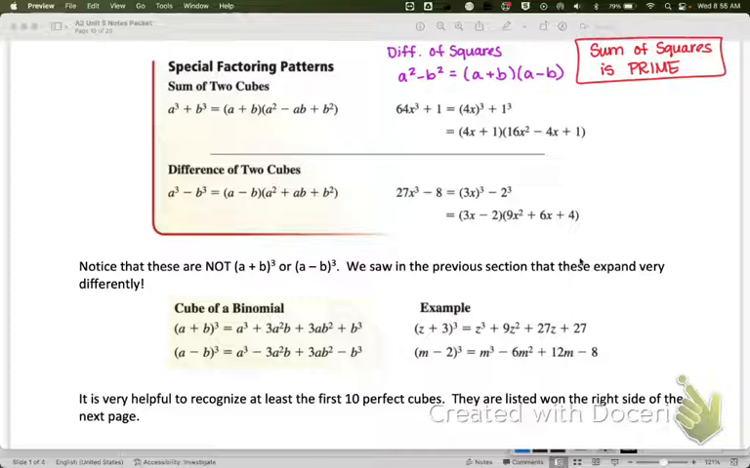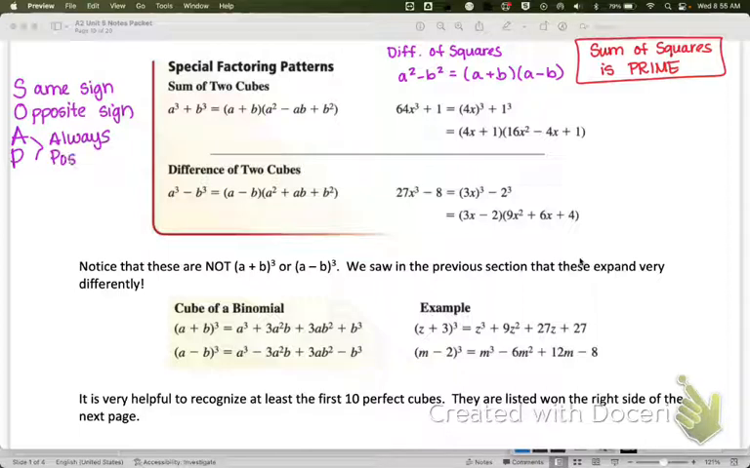And what I want you to remember to help you remember where to put the signs is the word SOAP. Okay? SOAP stands for same sign as the original problem. O stands for opposite sign from the original problem. And then the AP stands for always positive. The last term is always going to be a plus. Always positive, always plus, however you want to remember that, okay?